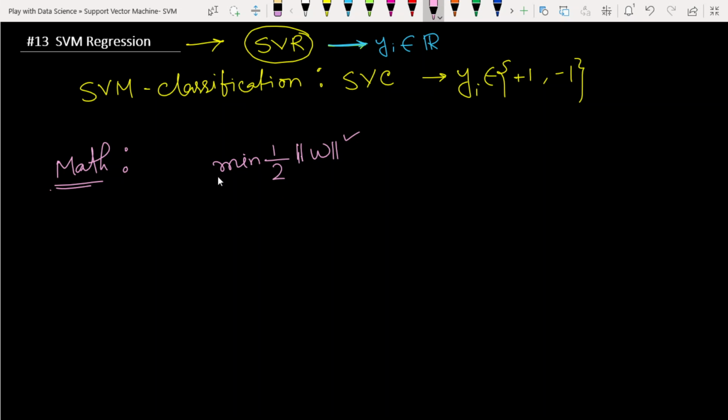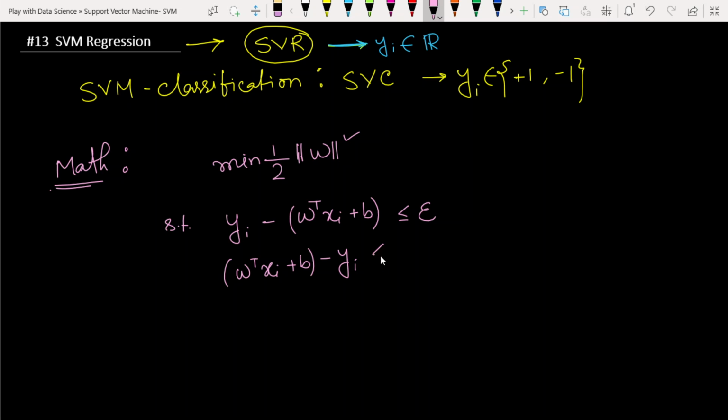So first let me write down the optimization problem, then I will discuss it. Subject to the constraints we introduce here: yi minus (w transpose xi plus b) is less than or equal to epsilon, and as well (w transpose xi plus b) minus yi is less than or equal to epsilon, for all i. I am going to discuss everything step by step, so be patient with me. First, write down the equations of the regression.